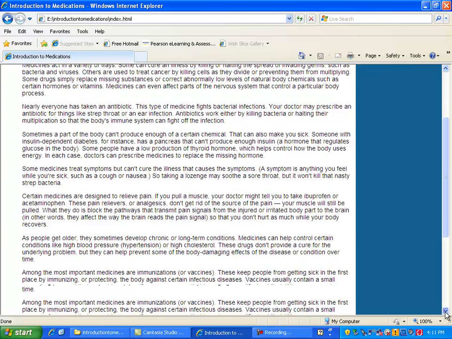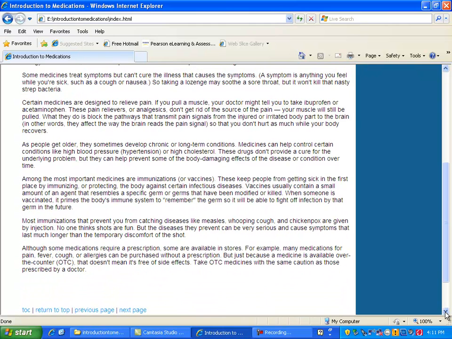Certain medications are designed to relieve pain. If you pull a muscle, your doctor might tell you to take ibuprofen or acetaminophen to help control the pain. These pain relievers are also known as analgesics. They don't get rid of the source of pain. Your muscle will still be pulled, but what they do is block the pathways that transmit the pain signals from the injured or irritated body part to the brain. In other words, these medications affect the way the brain reads the pain signal so that you don't hurt as much as your body recovers from the pulled muscle.